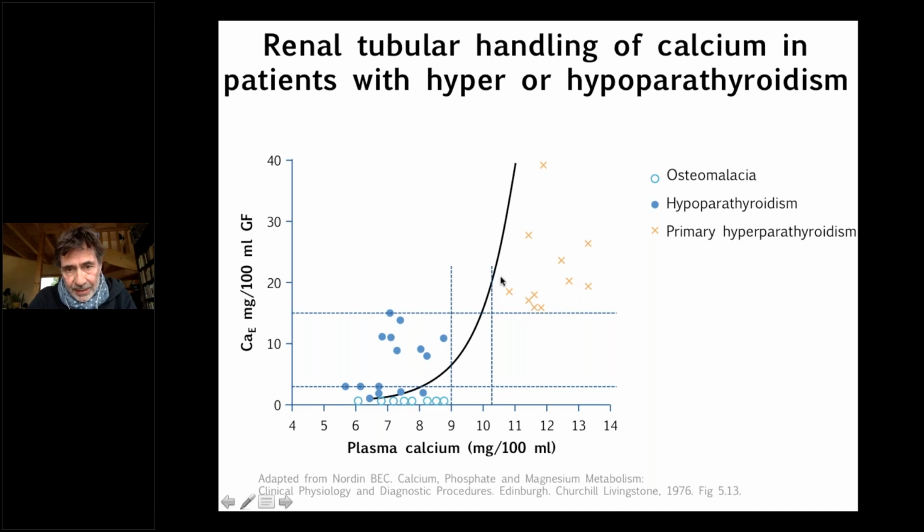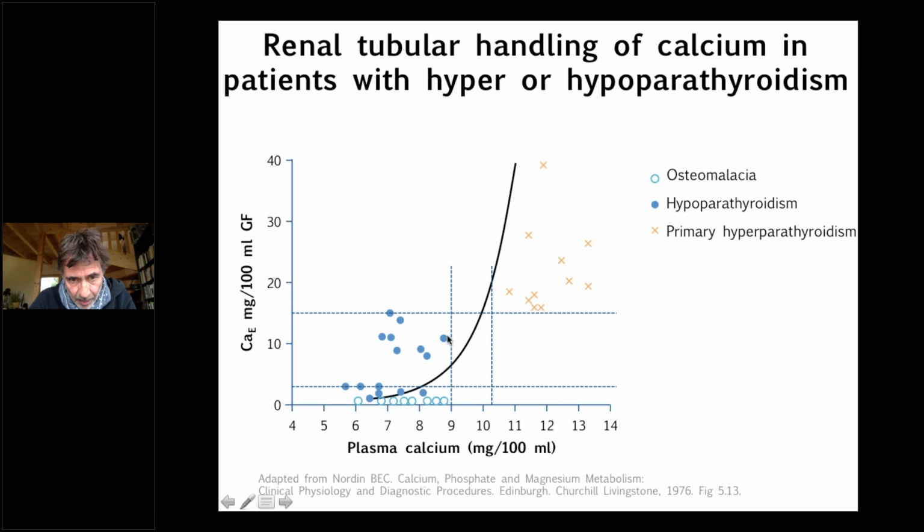Despite having more calcium in urine, they also have an increase in renal tubular calcium reabsorption. And the reason why they are hypercalciuric is that more calcium is entering the extracellular fluid because they absorb more calcium in the gut and they release more calcium from bone.